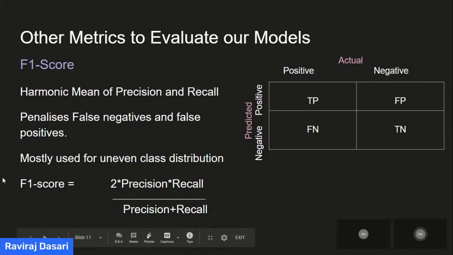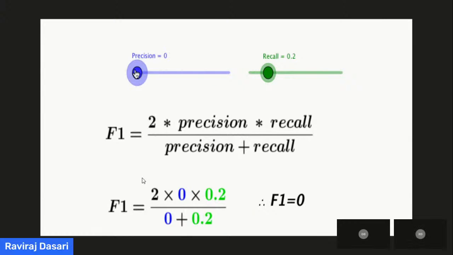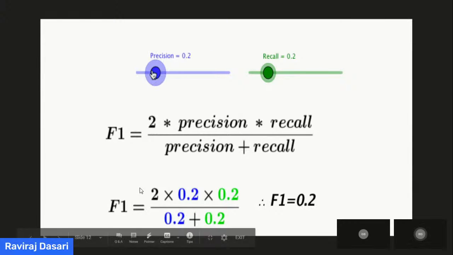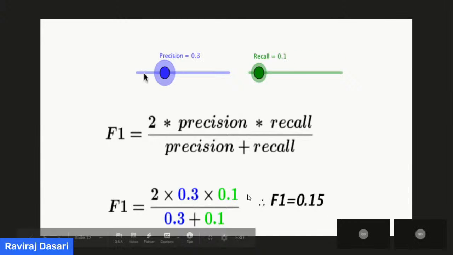Then only F1 score 1 is possible, but it's highly unlikely, given that you can't generalize any model for the entire data that's there, right? And also if you see this visualization here, if you start with 0 and 0, F1 will be 0. As you increase the precision and recall, F1 score keeps increasing, right?